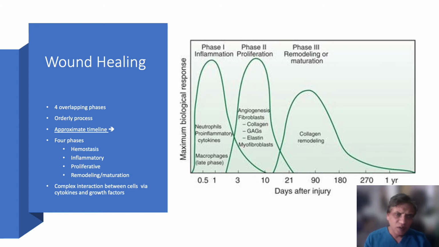So if one looks at this diagram on my right, as I'm looking at the screen, you have a phase of inflammation, proliferation, and remodeling. The take-home message is that these phases overlap. These are orderly phases, but there is a significant amount of overlap. And there are a number of cells involved which tend to be distinct for each phase, and we'll discuss that in a second.